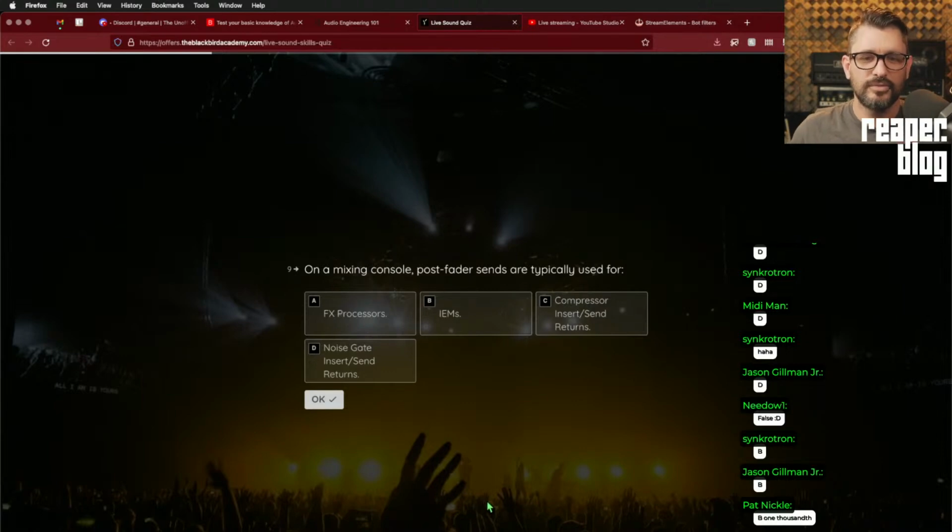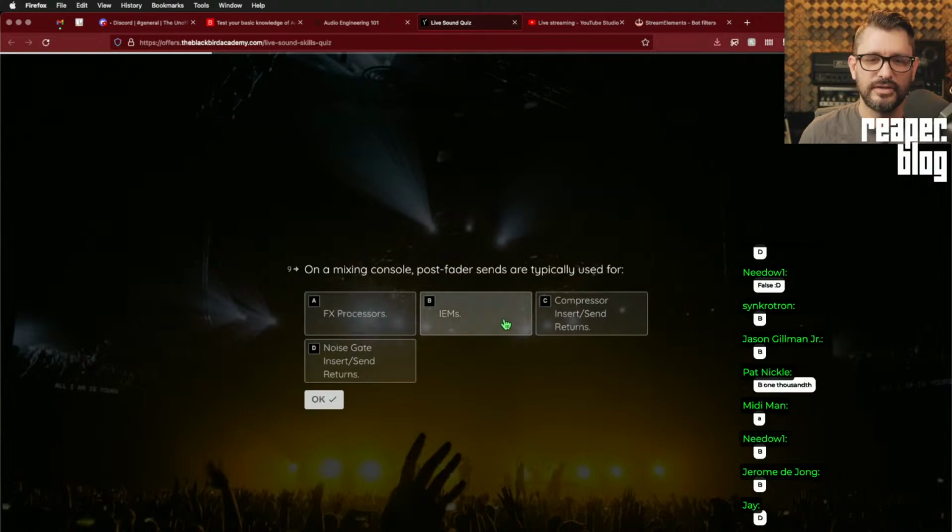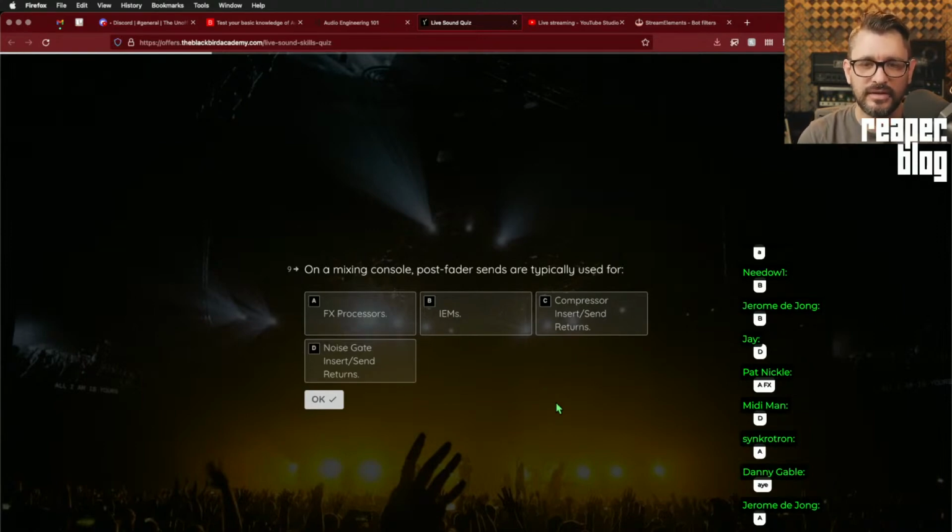On a mixing console, post-fader sends are typically used for effects processors, in-ear monitors, compressor insert send returns, noise gate insert send returns. So this one's a little trickier. Who has done live mixing before? Now let's talk about pre-fader and post-fader sends. So post-fader sends are after the fader.